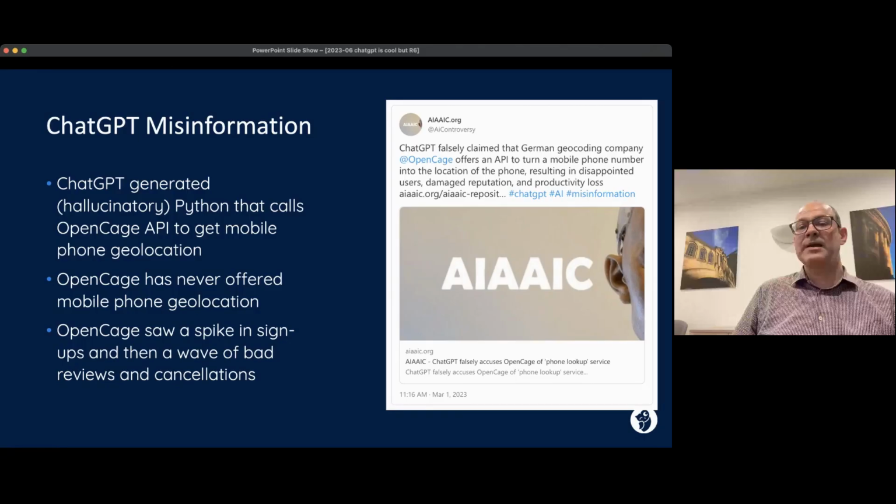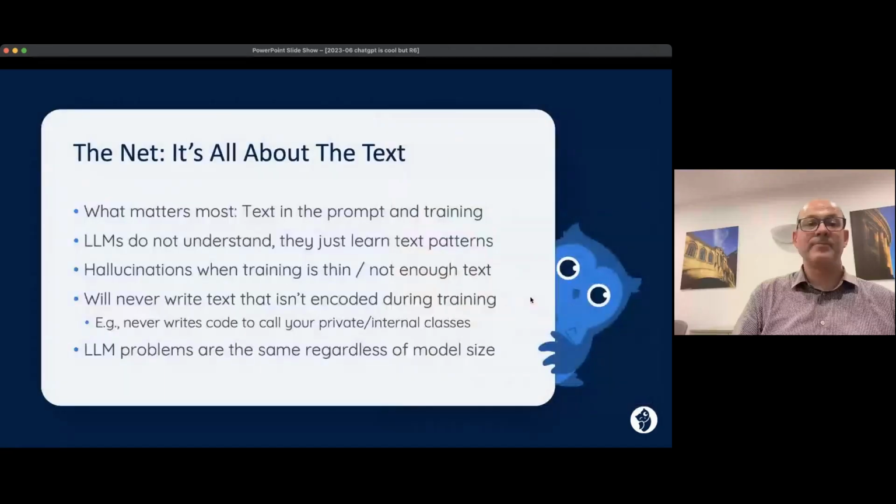And it turned out that this was code written by ChatGPT. They finally were able to track it down. So it's an example of how this hallucination can lead you astray.